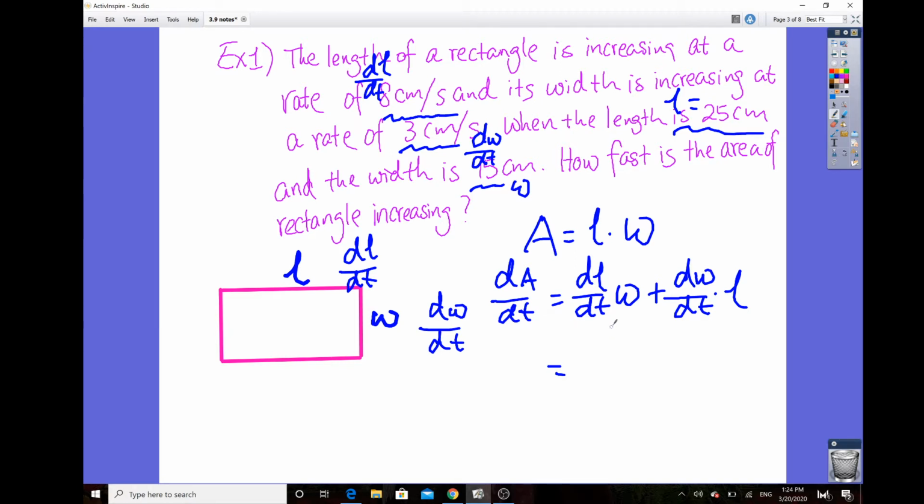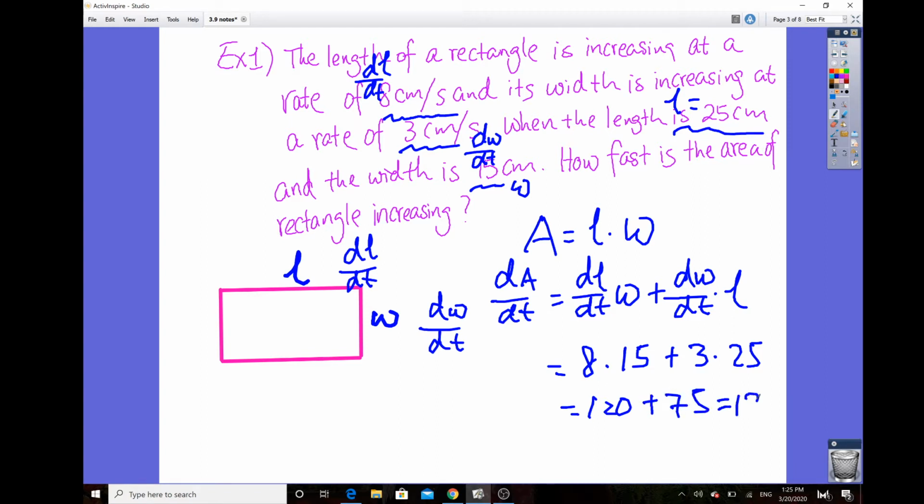So now let's plug in the numbers. dL over dt is 8, and W is 15. Then dW over dt is 3 centimeters per second, times L, which is 25. Now you want to find out exactly what dA over dt is. 8 times 15: 8 times 5 is 40, 1 times 8 plus 4, so it's 120. And then 3 times 25 is 75.